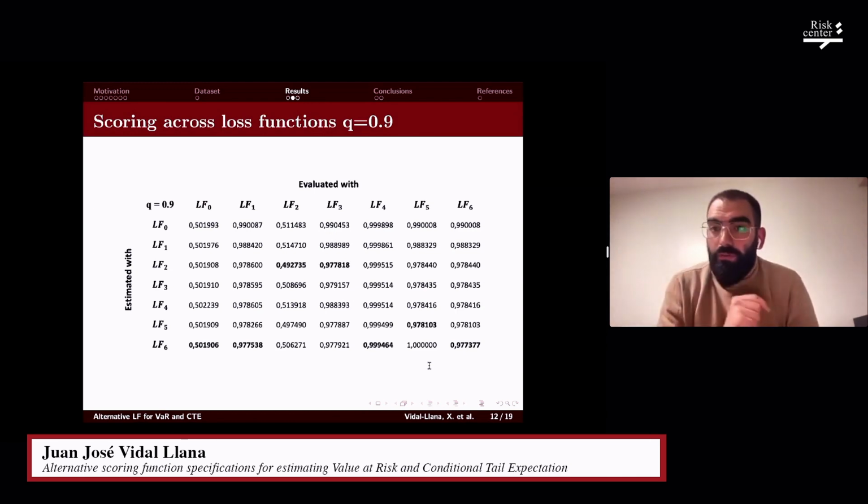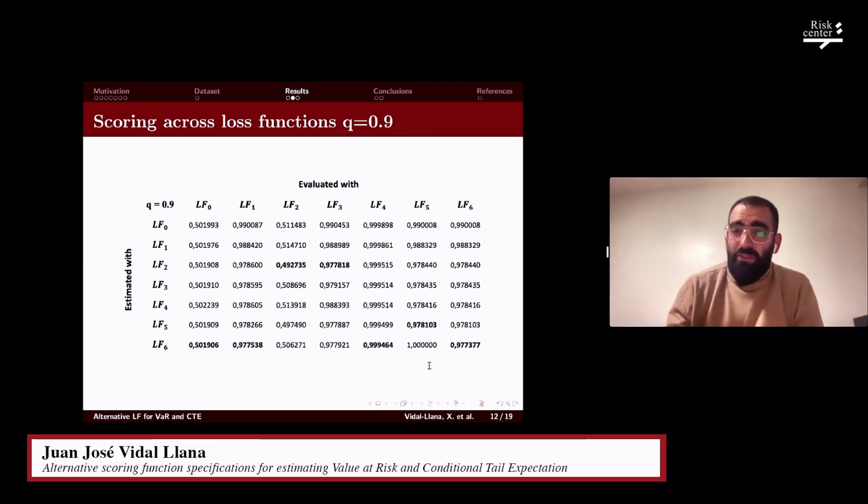One point of note here is that we expect that each loss function will itself be the best performing one, as it is the loss function that it's optimizing, right? So this is a point to note. So what happens when we are moving into more extreme quantile levels?